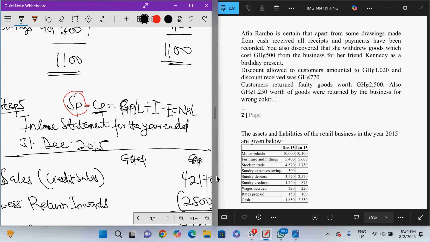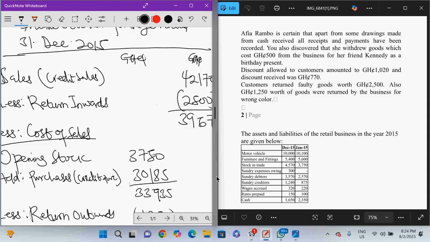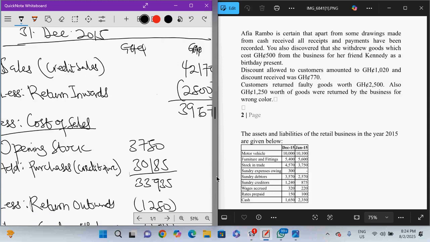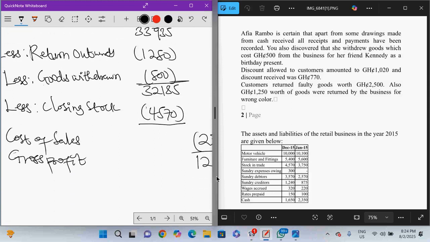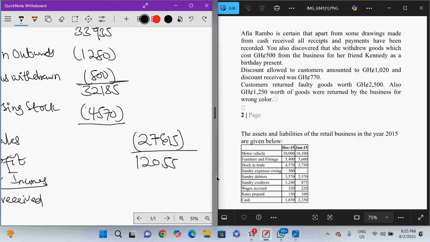From the gross profit, what do you do? If there is any income you add. Do you see anything like income, another income, in the question? Discount received. Alright, so discount received is an income. So add other incomes. How much is the discount received? 770. Okay, so 770 discount received.